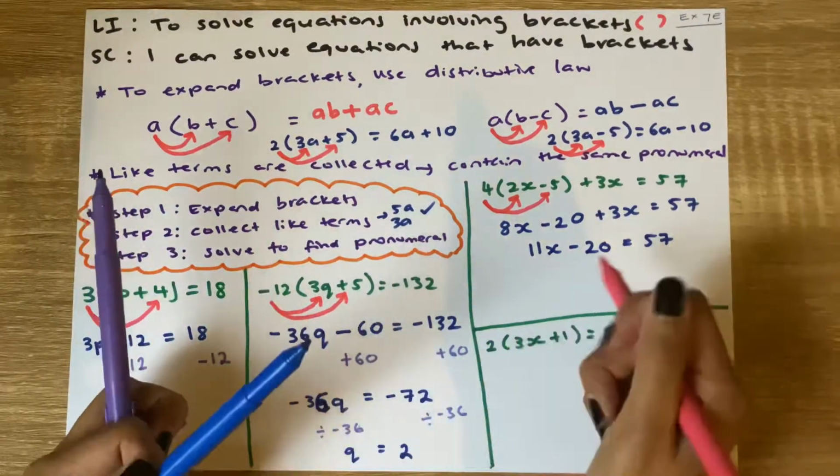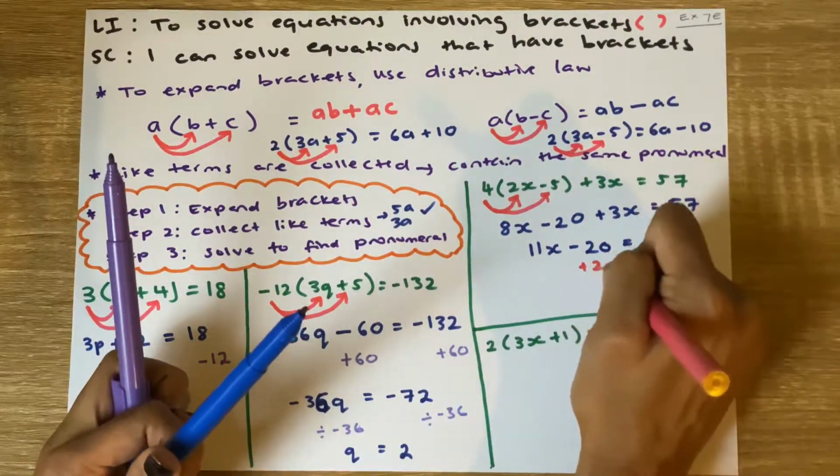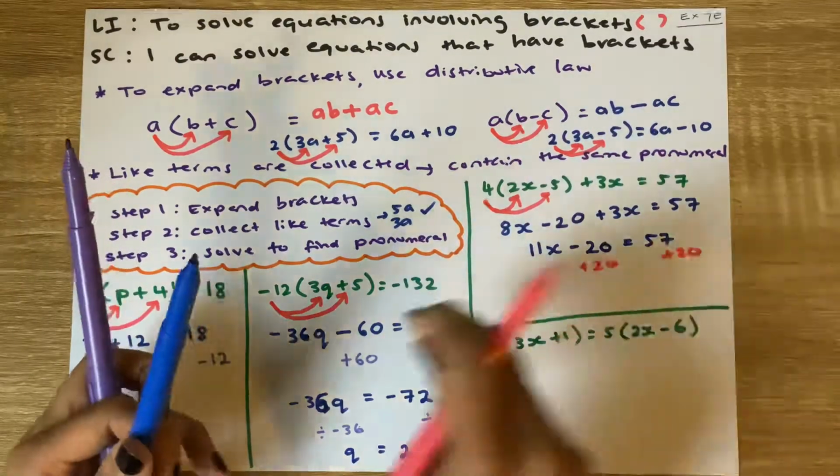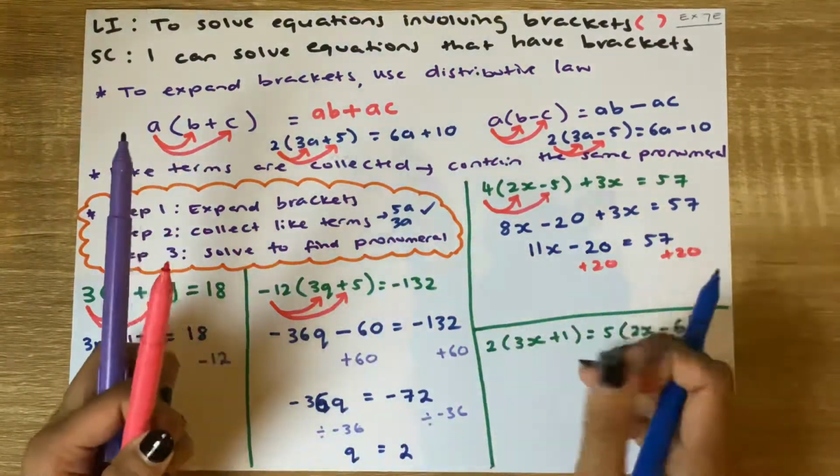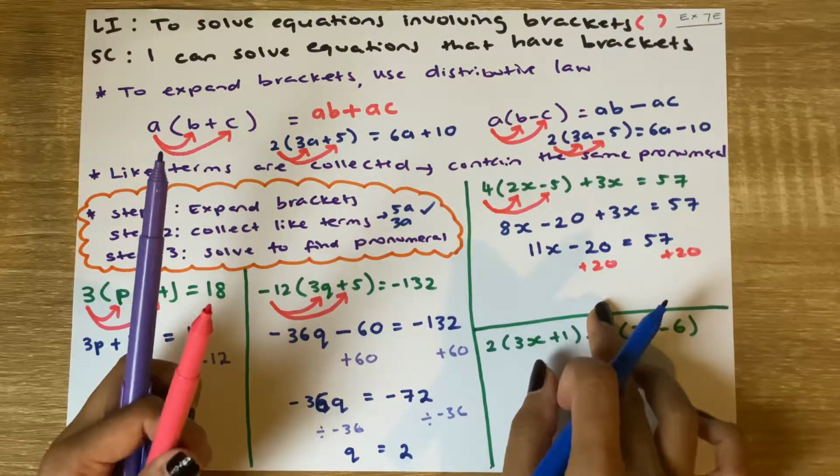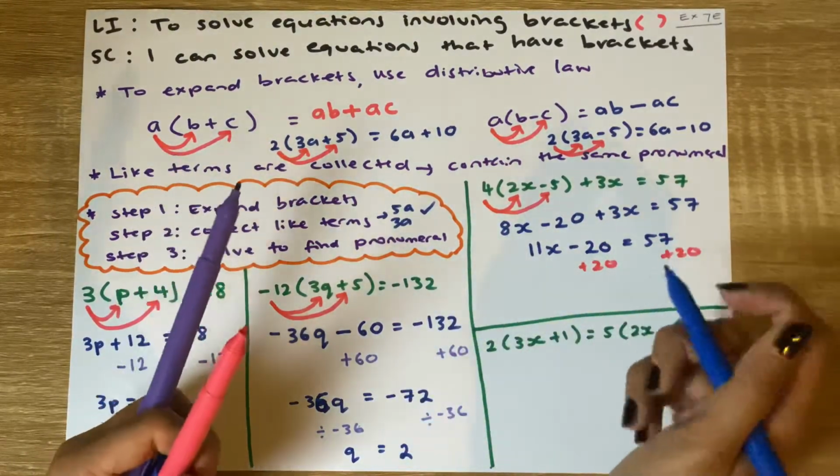So the opposite of subtracting 20 is adding 20. I'm going to buzz through these because hopefully we are familiar with the rest of this process. If you are not, you need to go back and watch the other videos.